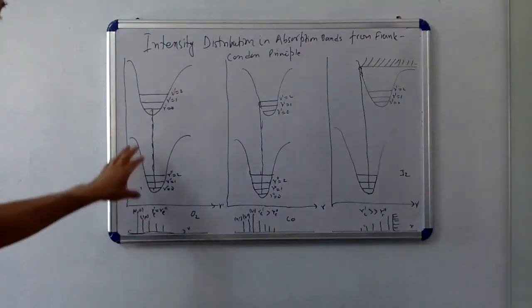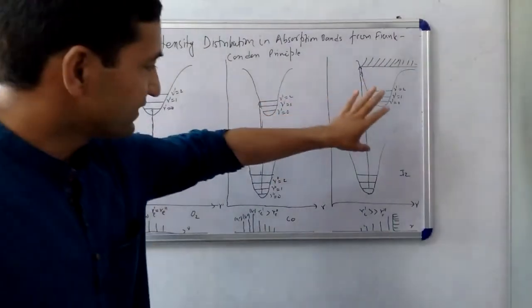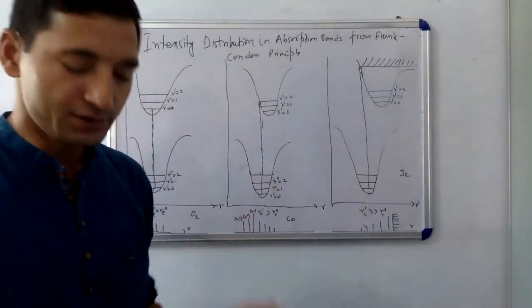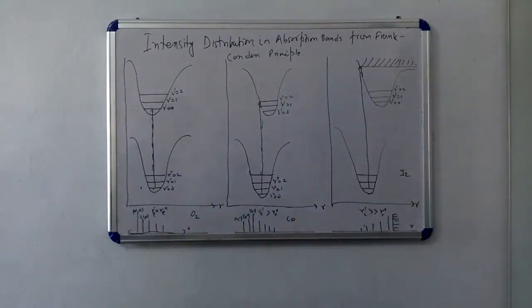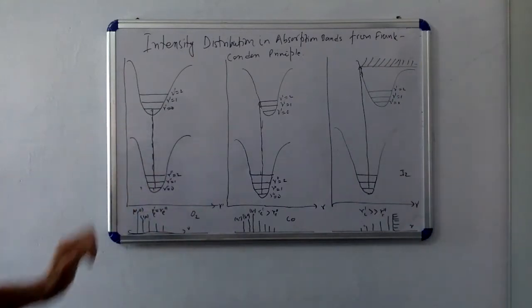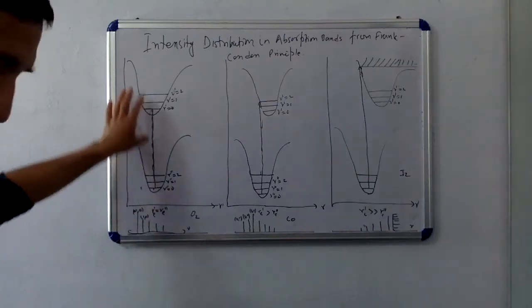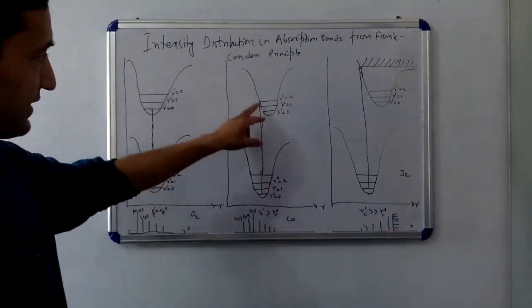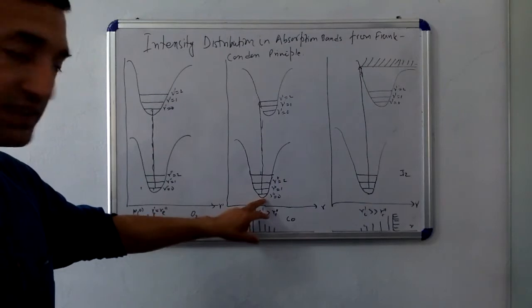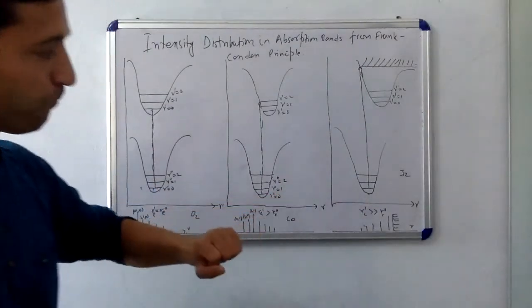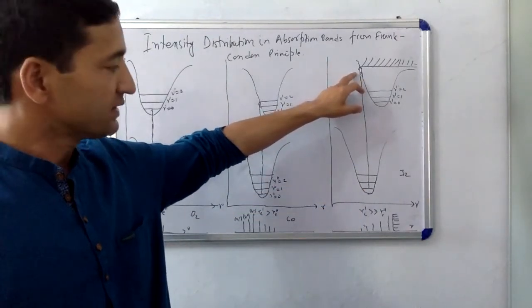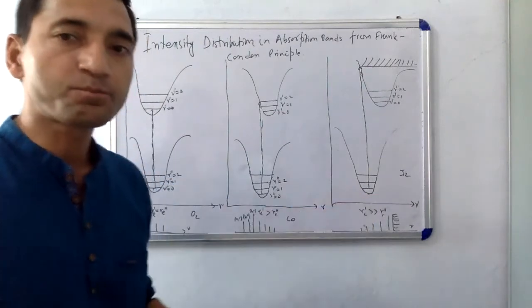In figures A, B and C, these are the absorption spectra intensities for the O2 molecule, the CO molecule and the I2 molecule. In figure A, the internuclear distance is almost equal in both electronic states, the ground state and the excited state. In B, the internuclear distance for the excited state is slightly greater than for the lower energy state. However, the internuclear distance for the excited state of the I2 molecule is very much larger compared to the ground state.